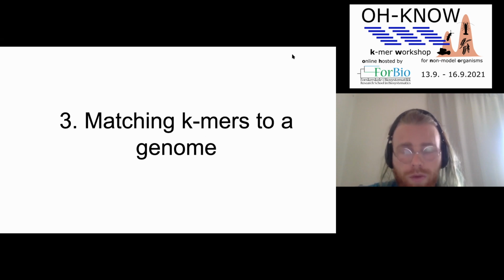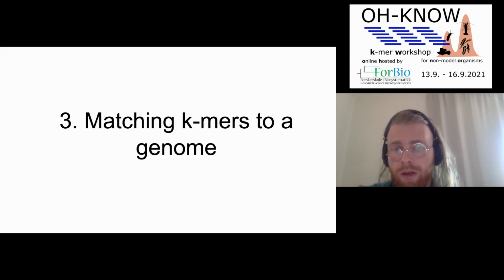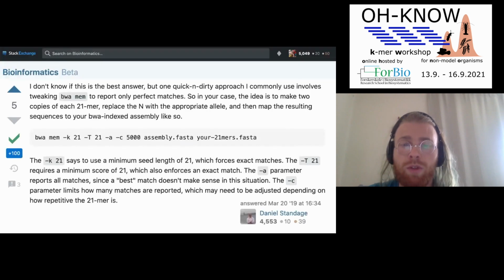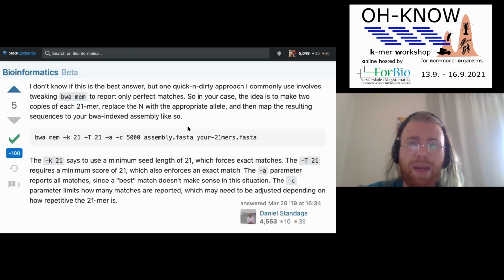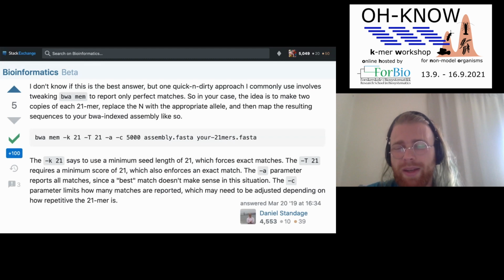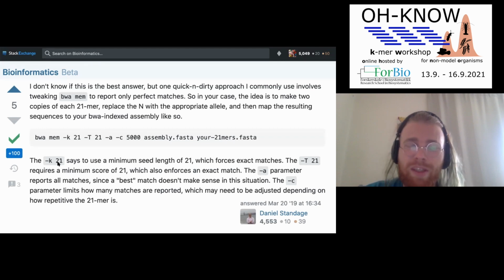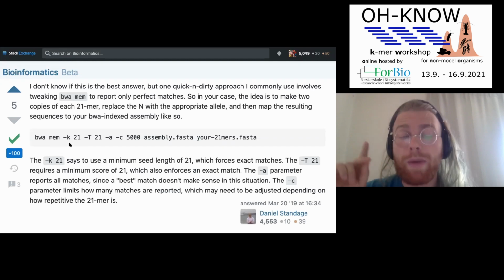And for the rest of the day, what we were trying to do is to match these isolated k-mers. Once we isolate the k-mers from the dump files you have hopefully created, we will match them to the genome. For this, we use a quick and dirty approach. I asked this question a while ago, and Daniel gave me a great answer. You can just tweak BWA-MEM to match k-mers to the assembly.